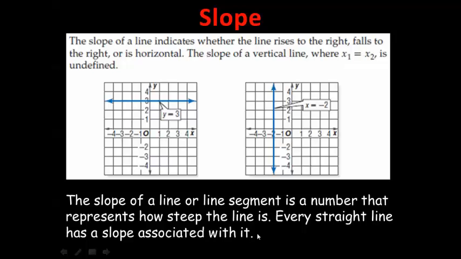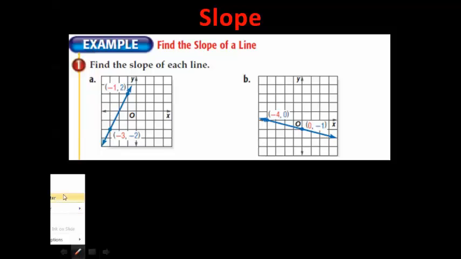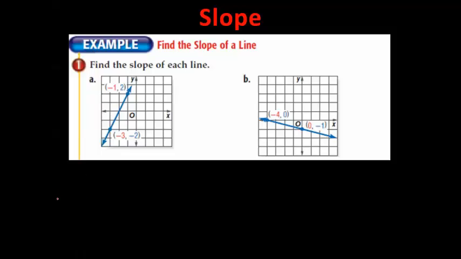The slope of a line or line segment is a number that represents how steep the line is. Every straight line has a slope associated with it. Since it's mainly review for you from Algebra 1 and earlier, the best thing for us to do would be to jump in and start working some problems.